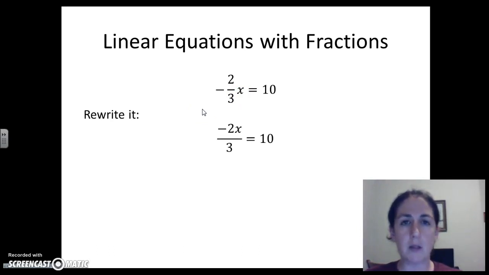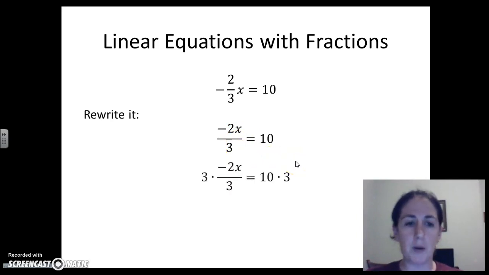Now we'll solve this like we did the other ones, work the furthest away from x, and get x by itself. So we'll get rid of this 3 first. This is negative 2x divided by 3, so to get rid of that, we'll multiply both sides by 3. These 3's are going to cancel, and we're left with negative 2x is equal to 30. Divide both sides by negative 2, we get x equals negative 15.